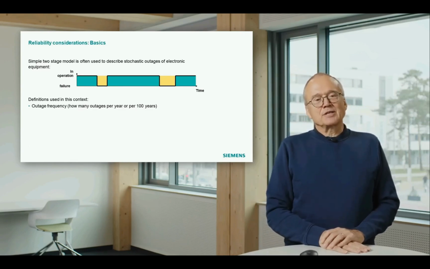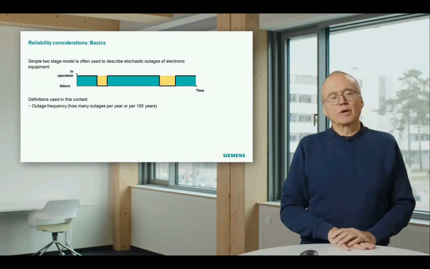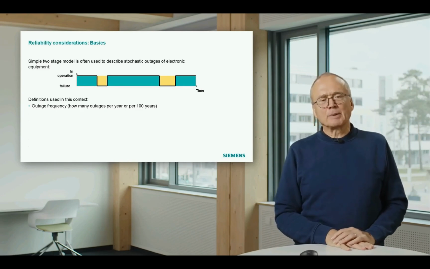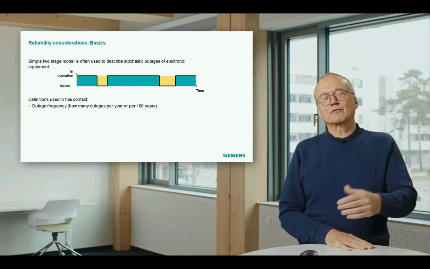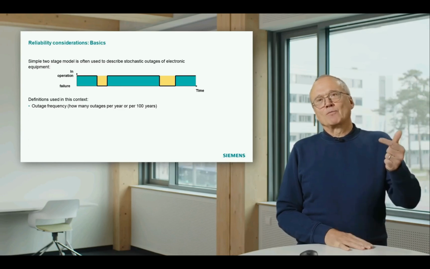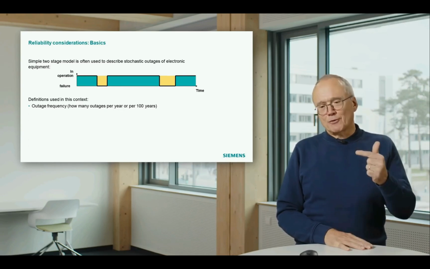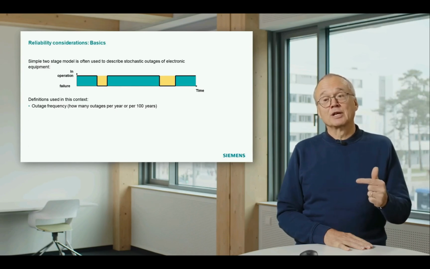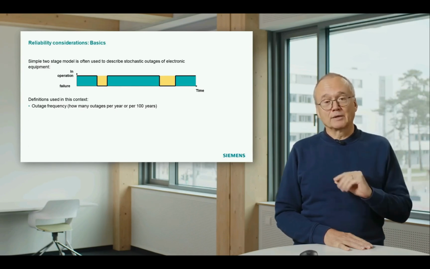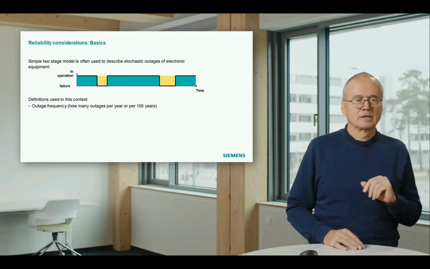Outage frequencies of industrial electronic equipment are typically in the range of 0.1%. That means you have typically an outage every 1,000 years, or you can say if you have 1,000 relays in operation, or 1,000 devices in operation, you can expect 1 stochastic outage.